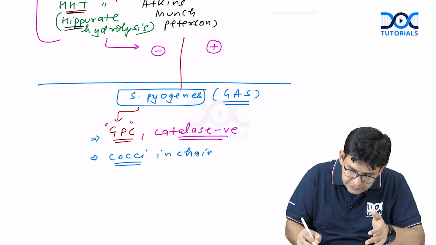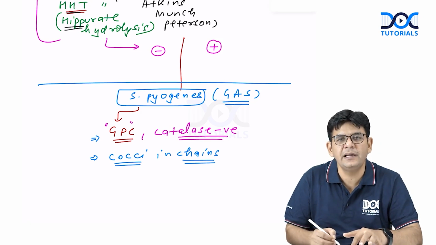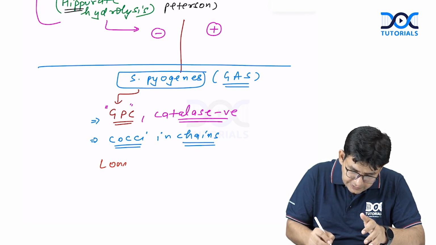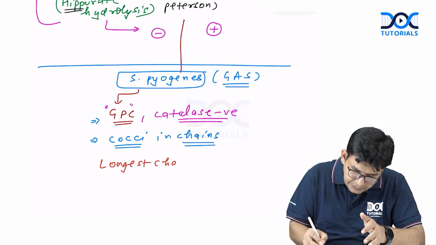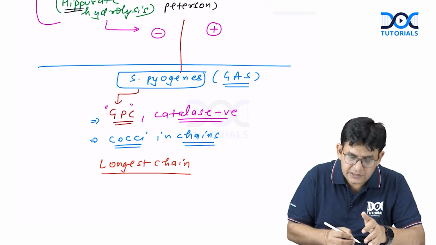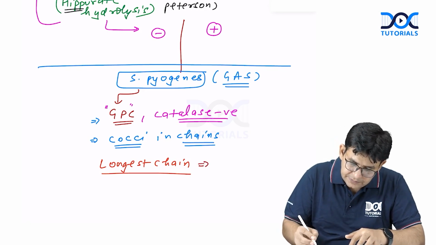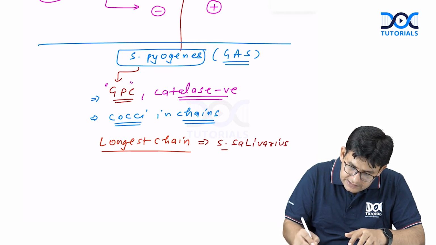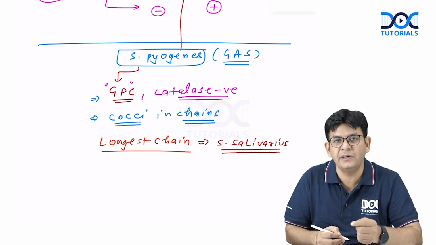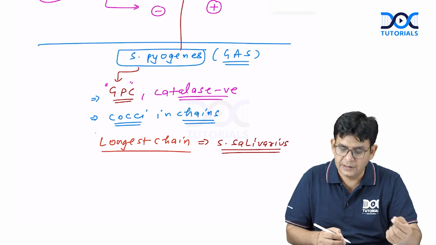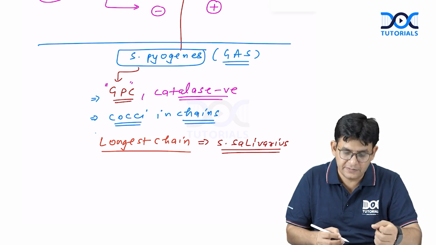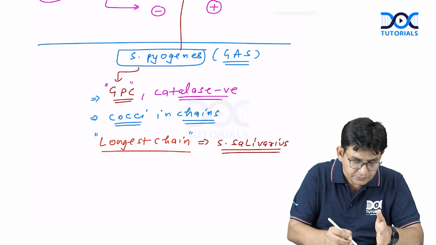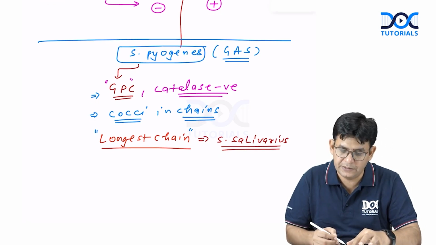So gram-positive cocci, catalase negative, and these cocci are obviously violet color, and they are arranged in what? Chains. And if somebody asks you which streptococcus has the longest chain, the answer to this question is Streptococcus salivarius. And this salivarius, as the name suggests, is in our saliva. So this salivarius is in the saliva and it has the longest chain. Remember this particular point.